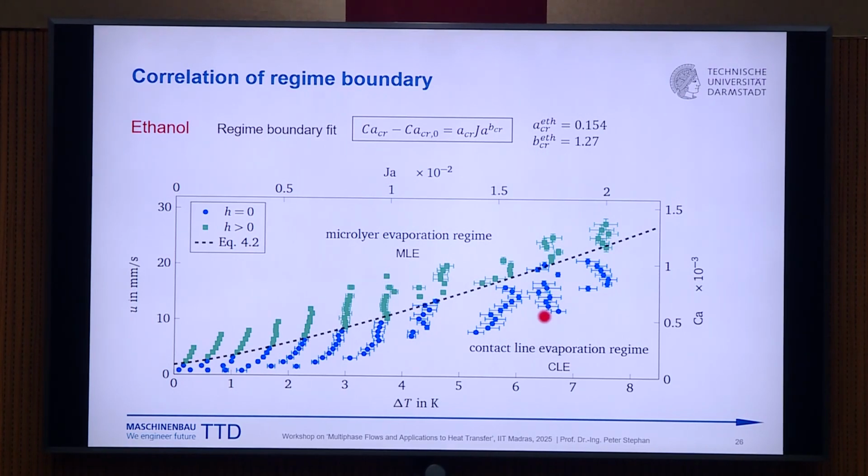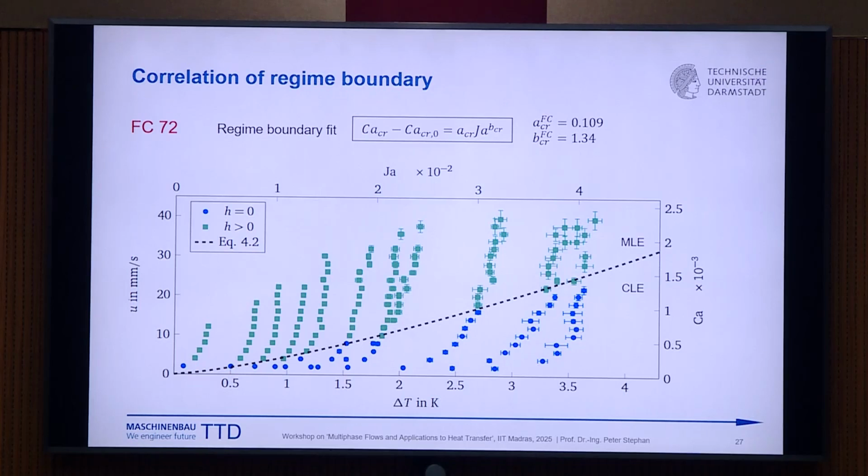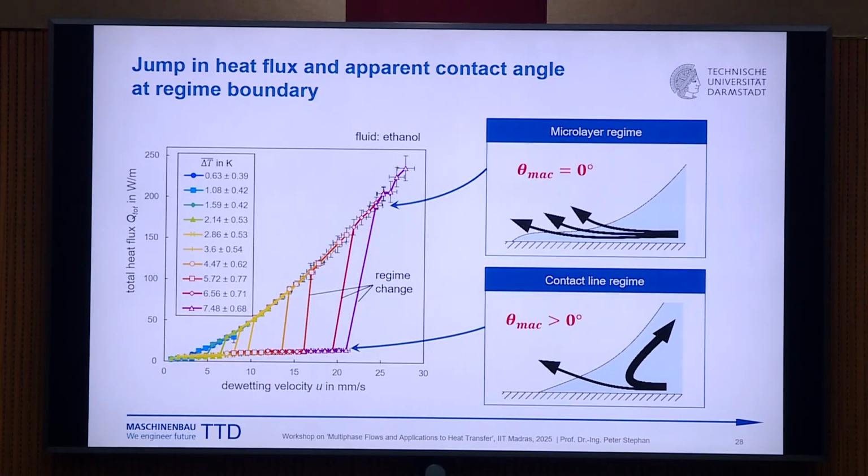We tried this type of correlation also for FC-72, the research fluid. And basically this type of correlation fits very well. Of course, then the fitting parameters are different. It looks like it is quite universal, such a correlation to distinguish between the two regimes.